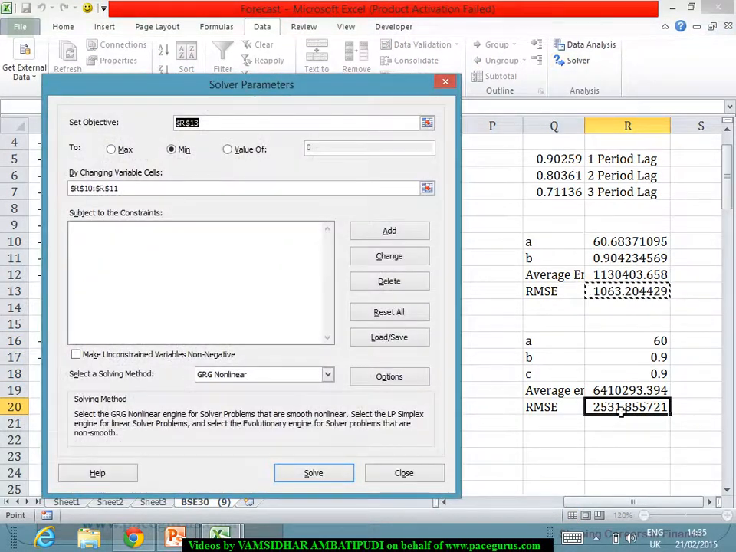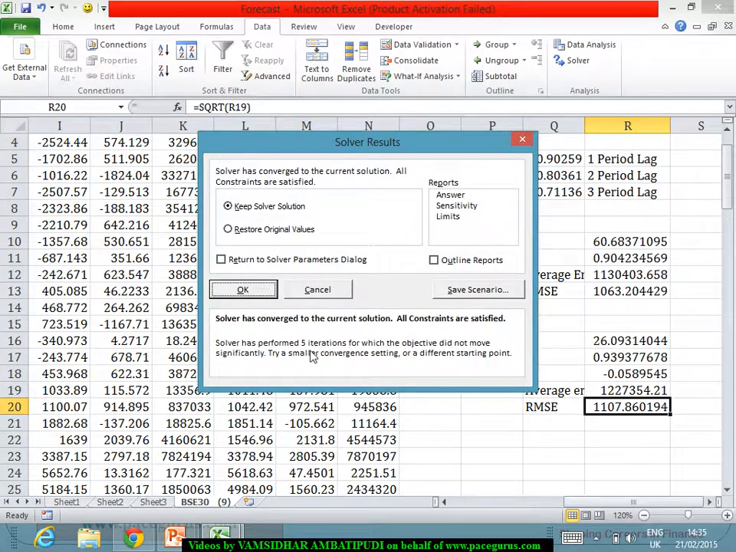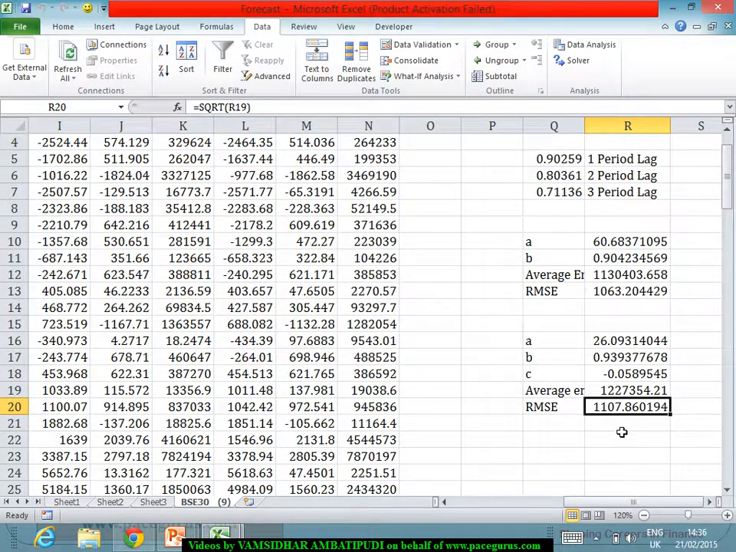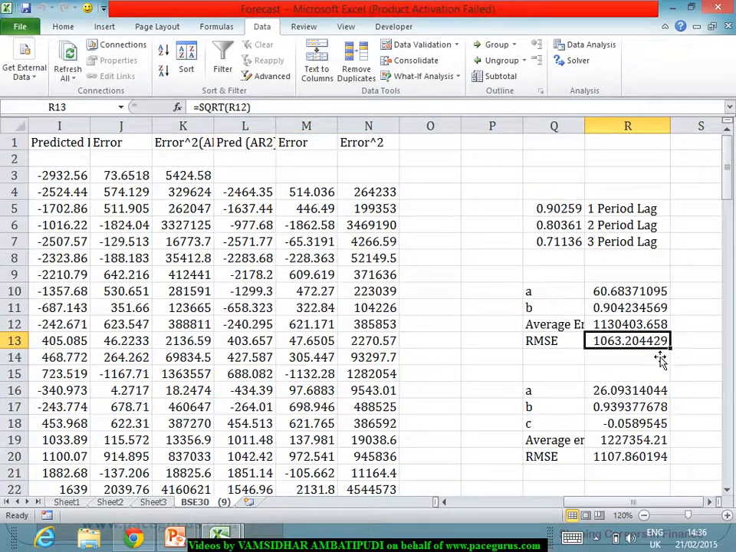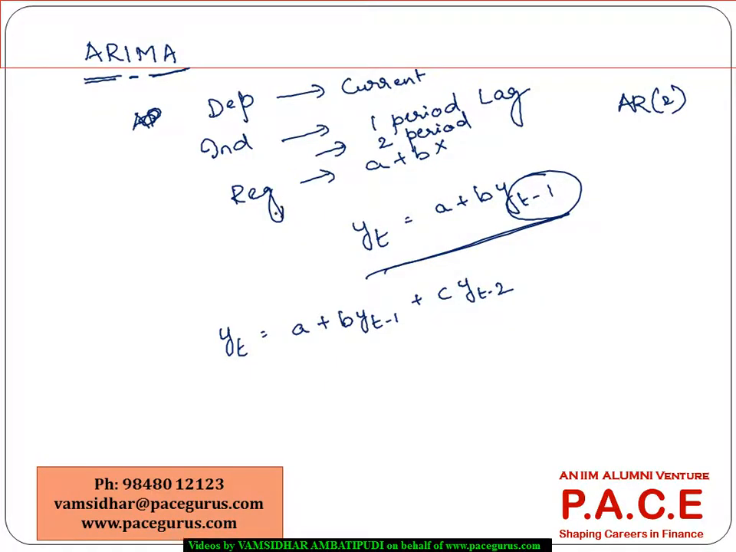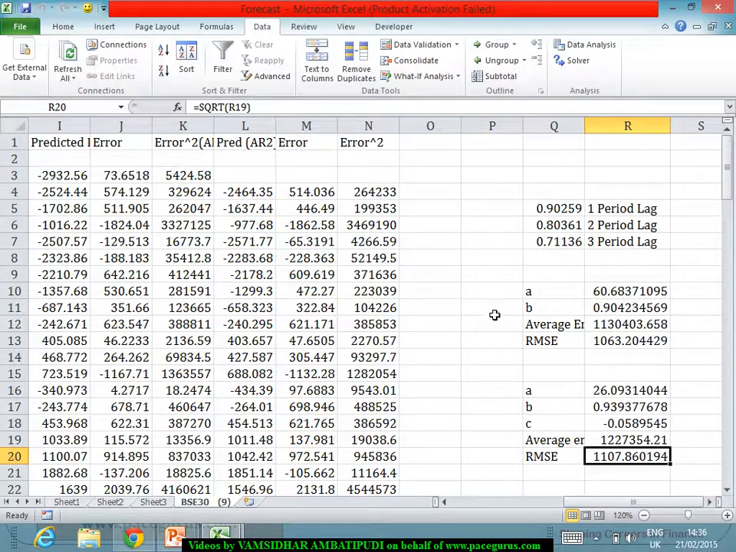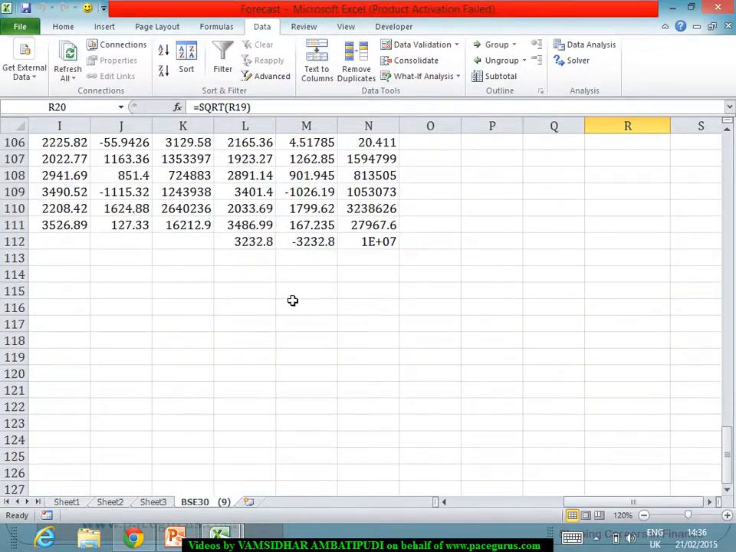Now my intention again is to minimize this by changing these three. So I'll get into Solver again with the intention to minimize this by changing these three. And once I solve this, oh yes, here I am getting an RMSE of 1107, which is higher than this, which means I am not able to improve the situation using the AR2. So the AR1 model is much better for me compared to the AR2 model. So from the autoregression perspective, I'll stop here and simply go with the AR1 model.